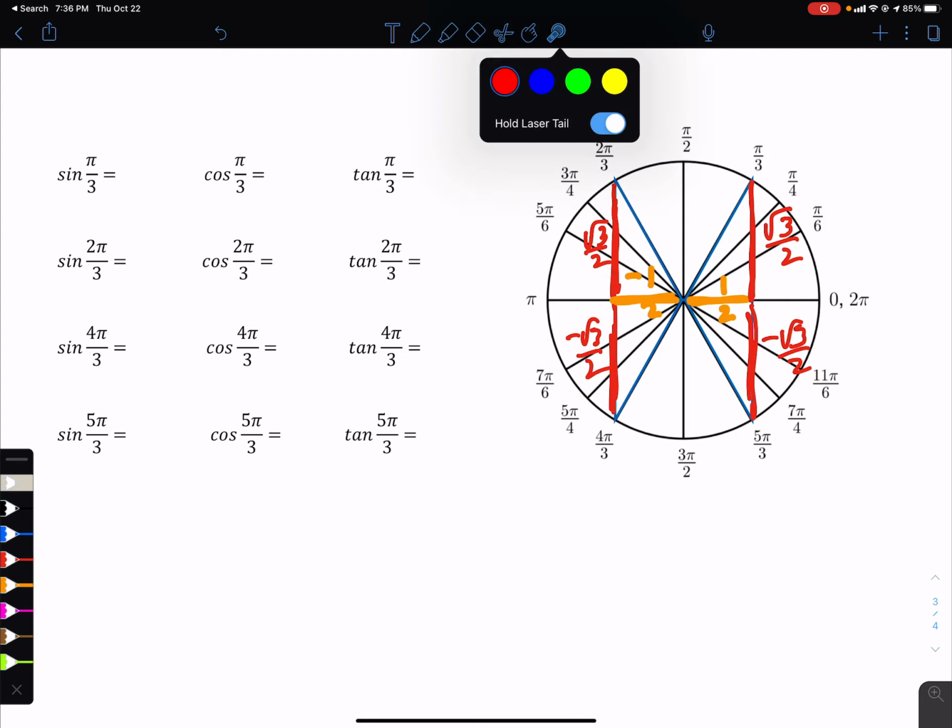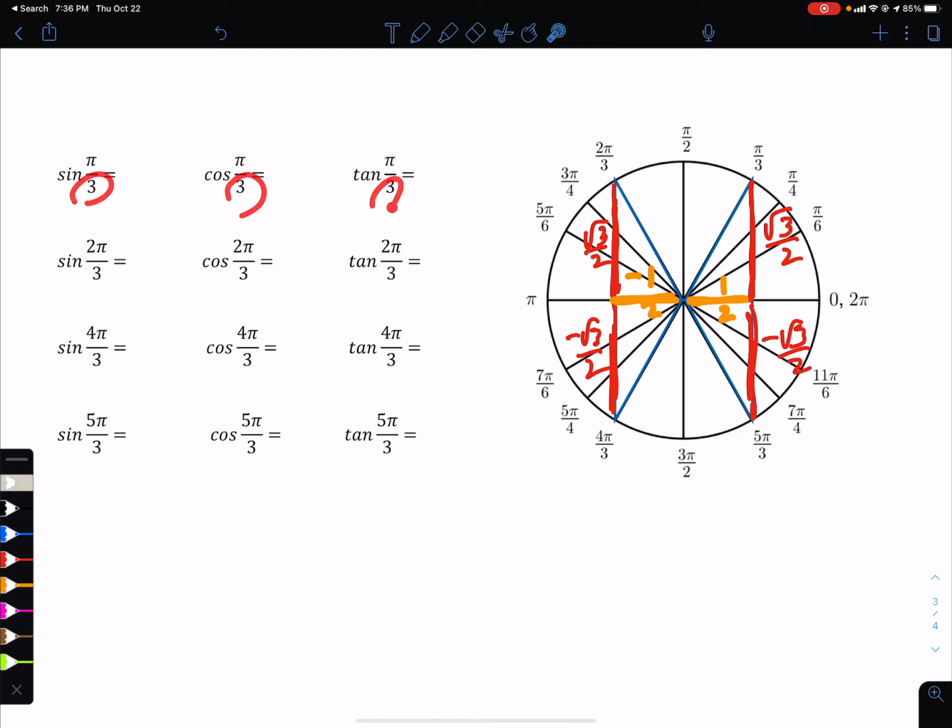So here's a secret. Oh, there are 3's in the denominator for all these. I know that's a 60-degree triangle. What's the sine, cosine, and tangent? Well, from the triangle that we know, the sine of all these is radical 3 over 2.